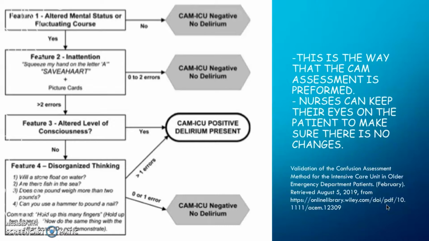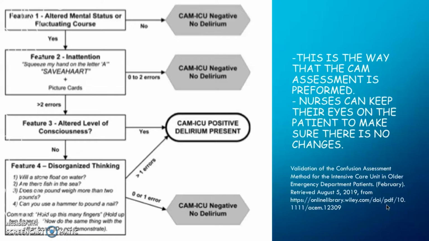This is the way the CAM assessment is performed. Nurses can keep their eyes on their patients to make sure that there are no changes, the alteration in mental status or the fluctuating course. If this is a yes, then you go down to the second feature. If no, then there's no delirium.